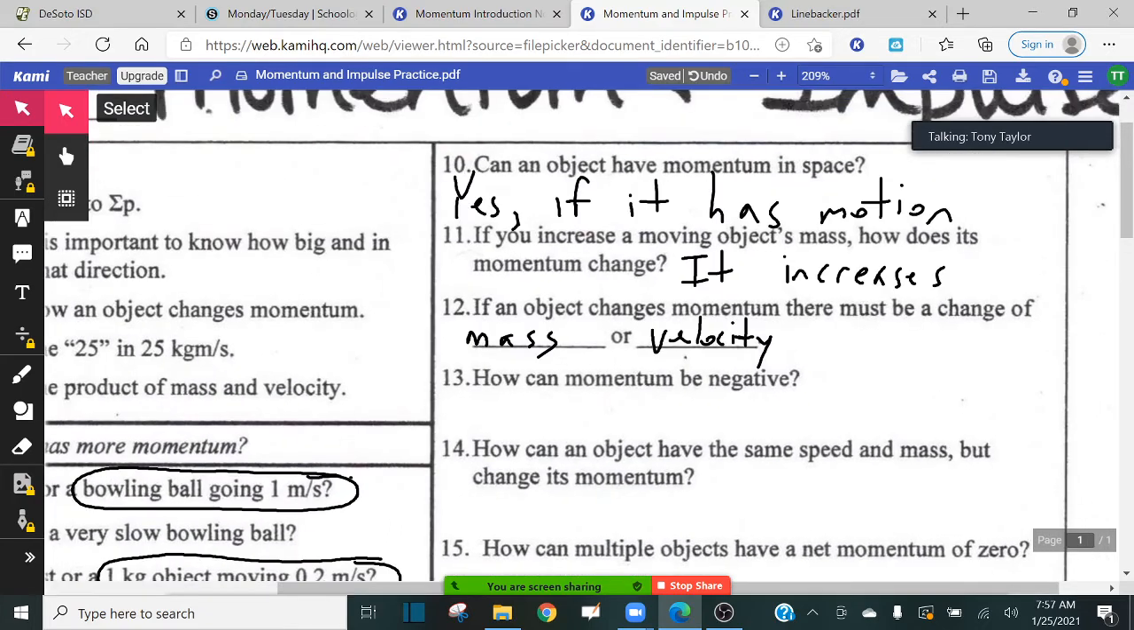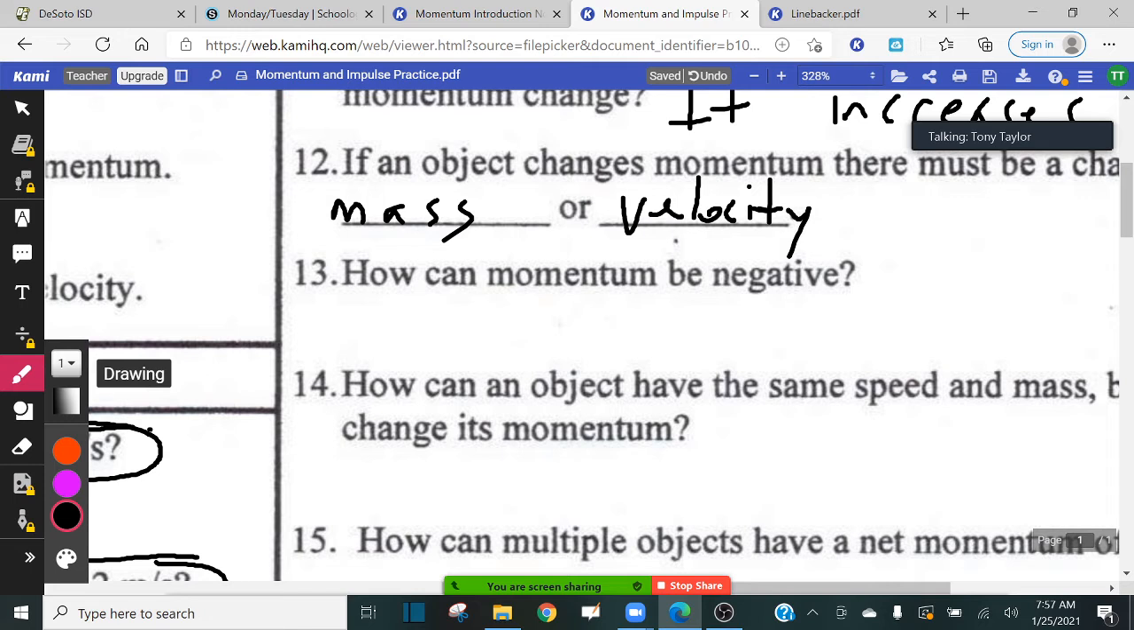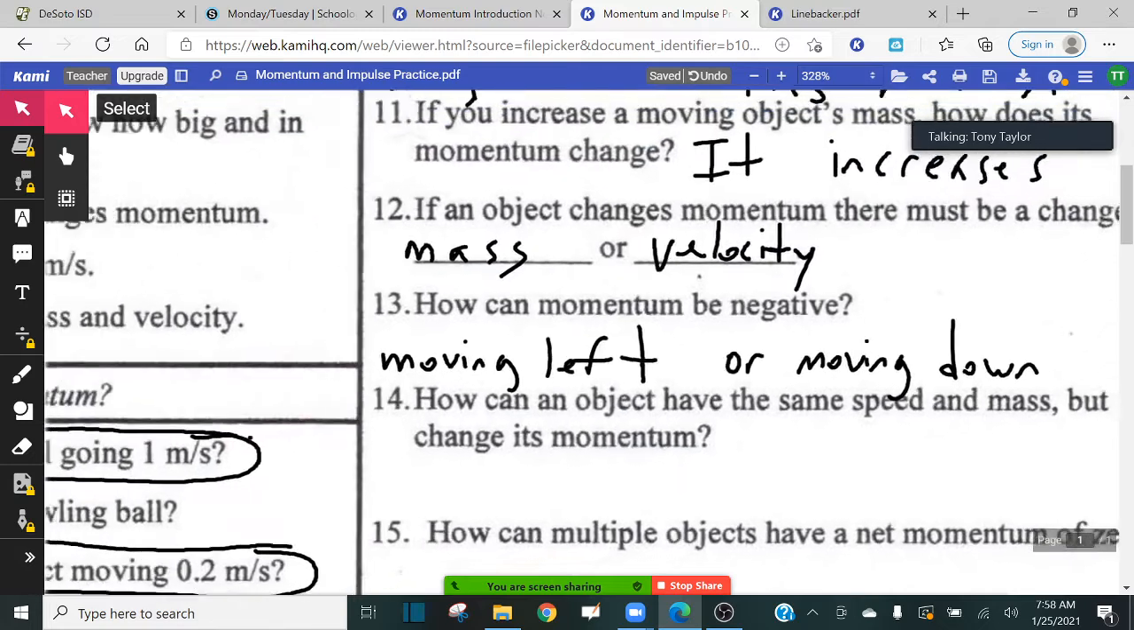Number 13 says, how can momentum be negative? Well, that's easy. If we have an object that's either moving to the left or moving down, it has negative momentum. Okay. If it's moving left or moving down, we say that it has negative momentum.